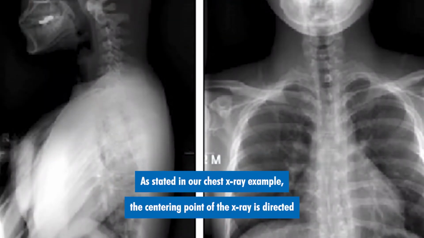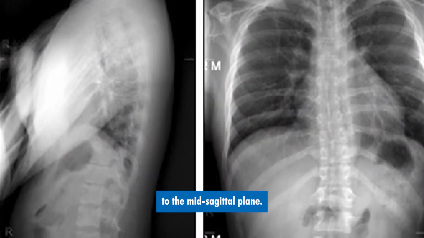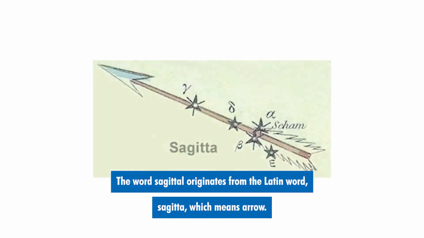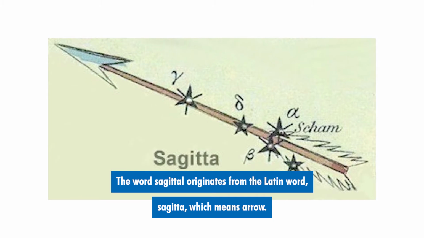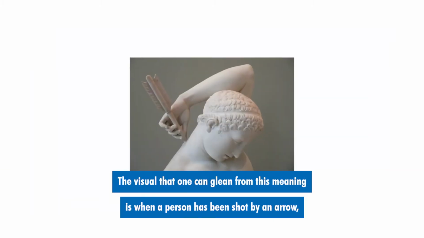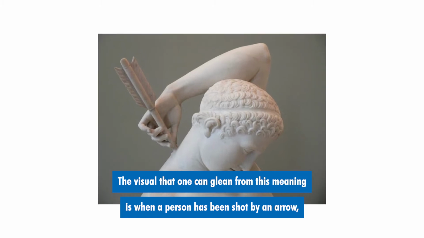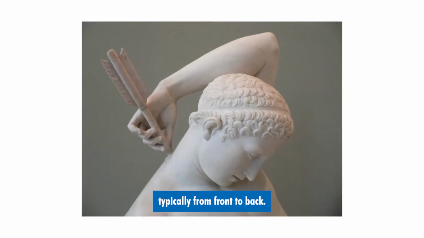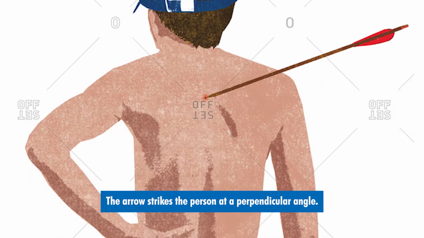As stated in our chest X-ray example, the centering point of the X-ray is directed to the mid-sagittal plane. The word sagittal originates from the Latin word sagitta, which means arrow. The visual that one can glean from this meaning is when a person has been shot by an arrow, typically from front to back. The arrow strikes the person at a perpendicular angle.